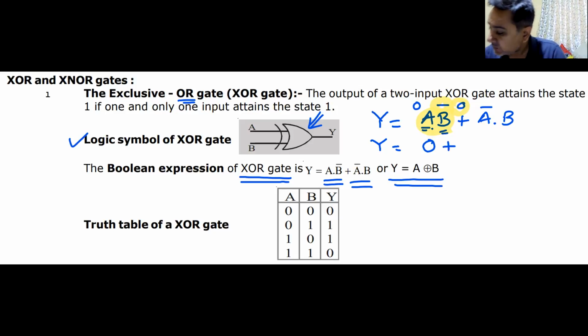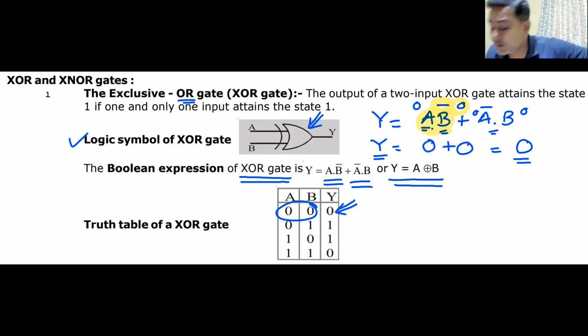Now the second term: again I have put 0 here and 0 here. 0's complement is 1. 1 dot with 0 is also 0. So this is 0 plus 0, and 0 plus 0 is 0. So the answer will be 0. When I put both as 0, the answer is 0. Do we understand how I have converted this to the truth table?